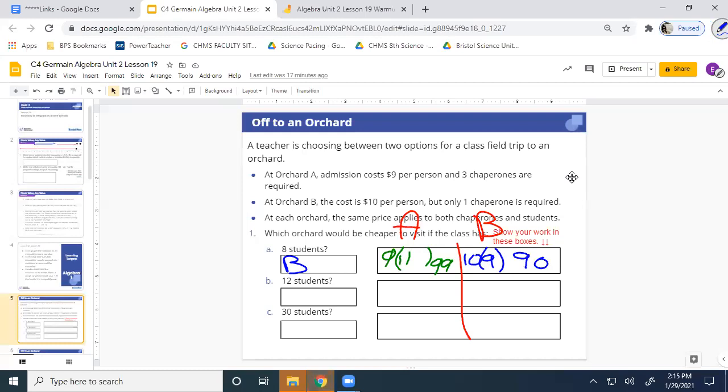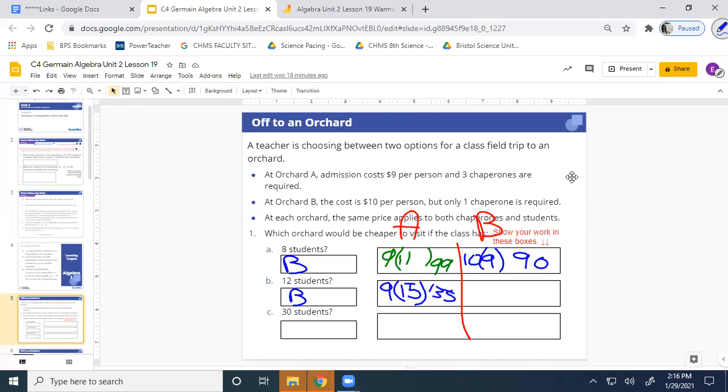Okay. So here comes the not so tricky part. I just like to make it dramatic. We're looking at 12 students. Which one did you think was cheaper, B or A? B again, okay, let's see, let's test it out. So we did our $9 for A times how many total people went? 15, because 12 plus the 3 chaperones is 15. And then that's gonna get me a total of how many dollars? $135. You hear that? That's good.